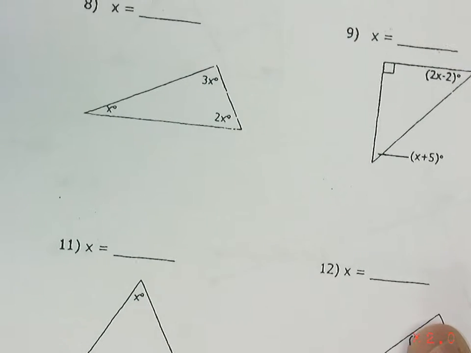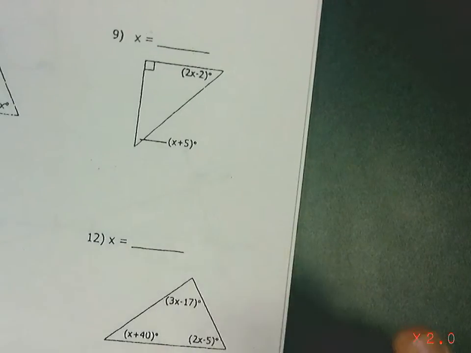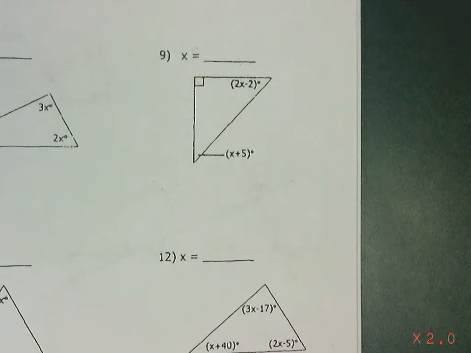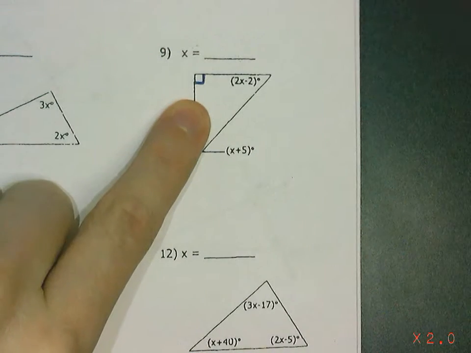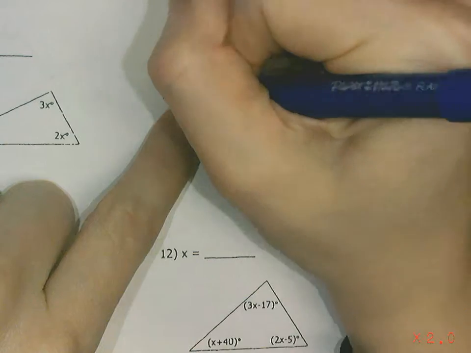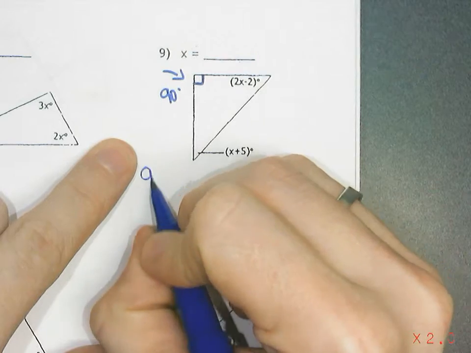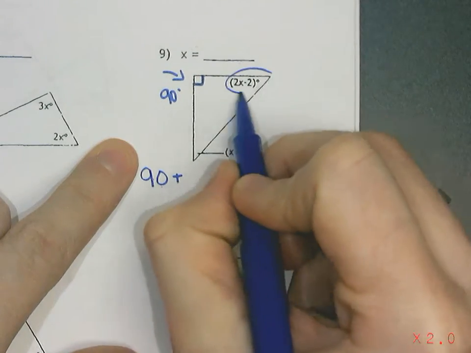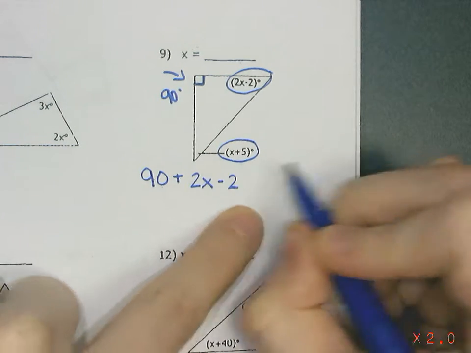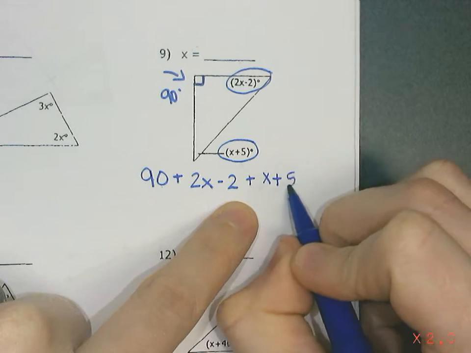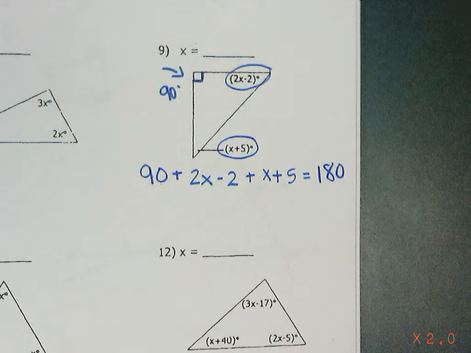On number 9, let me just adjust this so you can see it a little better. Notice on number 9 we have this square right here. That square means that this is a 90-degree angle right here. So 90 degrees. So this angle right here is 90. And then we can add up both of these angles. So 2x minus 2 and x plus 5. When we add all of those together, remember, since it's a triangle, it's going to equal 180 degrees.